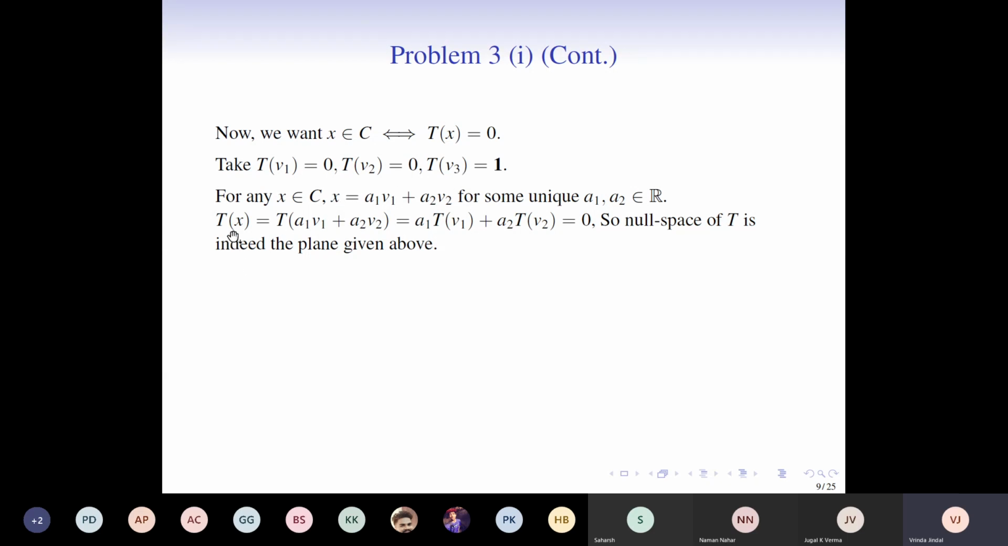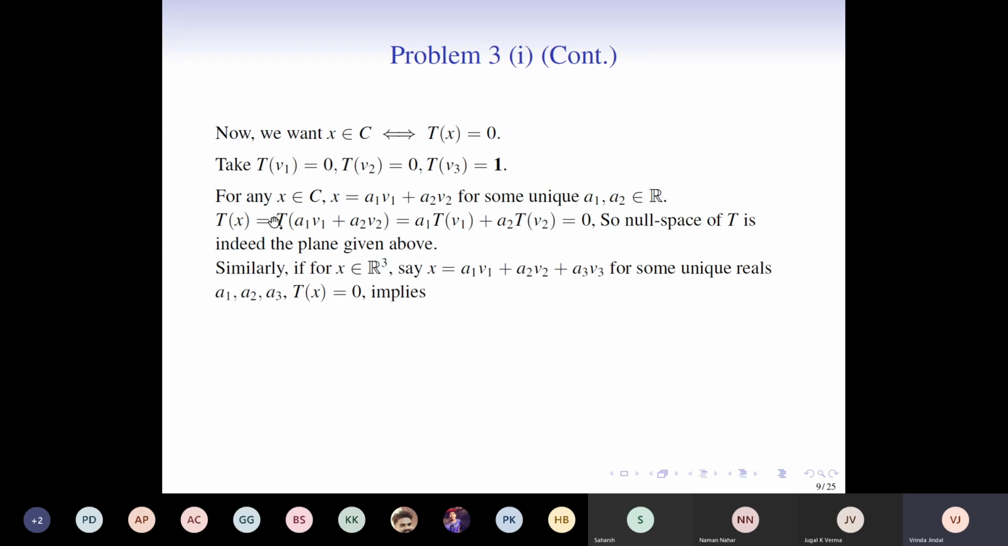So if we take T of x, what do we get? T of x is basically T of (a1 v1 plus a2 v2), and because T is a linear transformation, we could separate a1 v1 and a2 v2 with respect to T and pull out a1. So this will give us a1 T of v1 plus a2 T of v2, and T of v1 and T of v2 by definition are 0. So we get 0. So what do we get? That if x belongs to C, then T of x is 0.